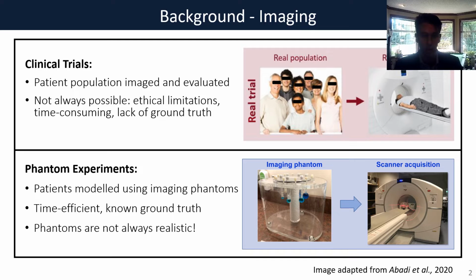So conventionally, within nuclear medicine, we have clinical trials in which a patient population is imaged and evaluated, but it is not always possible to implement these clinical trials due to ethical limitations, it being quite time-consuming, as well as a lack of ground truth. And so we apply phantom experiments using imaging phantoms in order to simulate patients. Now this is much more time efficient and provides a known ground truth. However, phantoms are not always realistic.